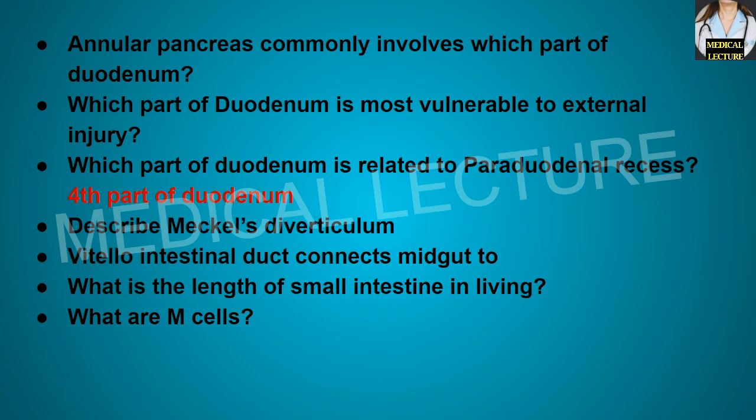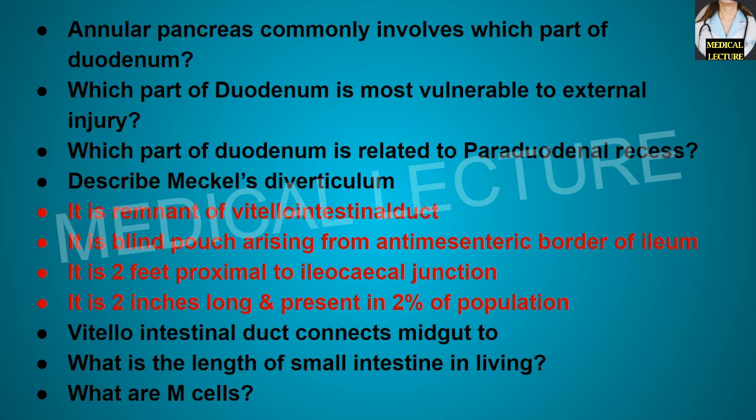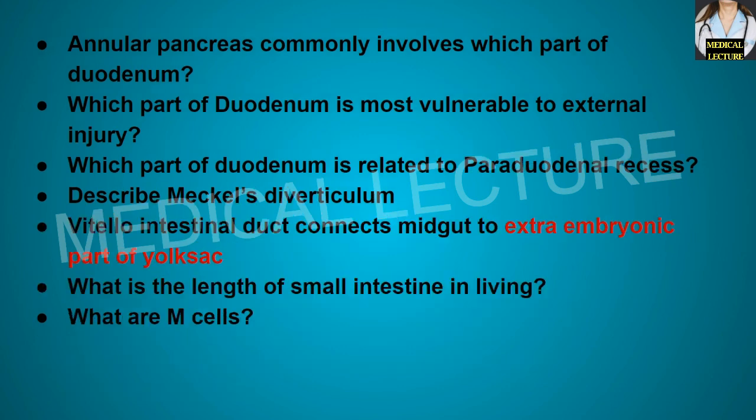Now describe the Meckel's diverticulum. So Meckel's diverticulum is a remnant of the vitellointestinal duct and it is a blind pouch arising from the anti-mesenteric border of the ileum and it is about 2 feet proximal to ileocecal junction and it is about 2 inches long and present in 2% of population. Vitellointestinal duct connects the midgut to the extra-embryonic part of the yolk sac.